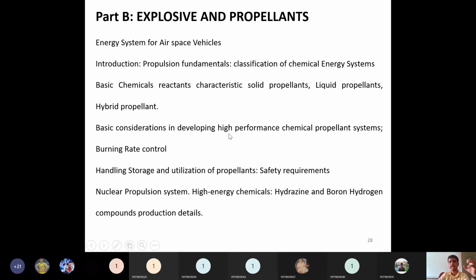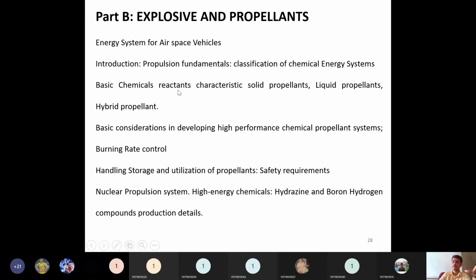So part B is about explosives and propellants. How will I provide the general introduction? I will explain how a rocket flies. What is the thrust? What is the burning capacity of the fuel? I will explain the basics of everything. After that, a general introduction about propellants. Various propellants and various propellant systems are there: chemical propellants, hybrid propellants, then nuclear energy propellants. There are 5 different types of propellants, propulsion systems, or chemical energy systems. In detail we will discuss.